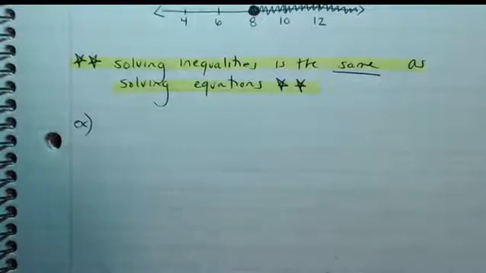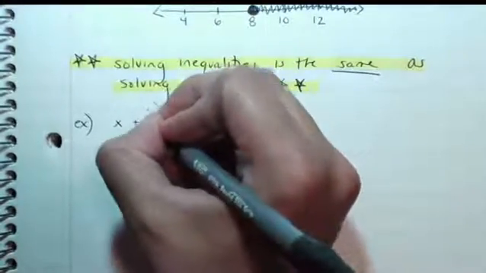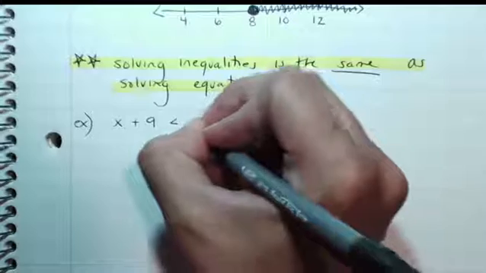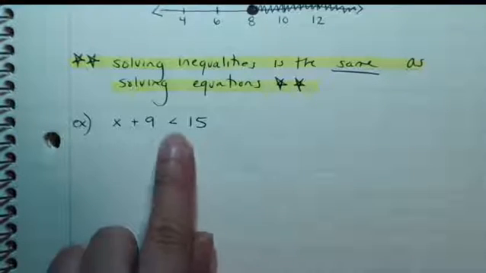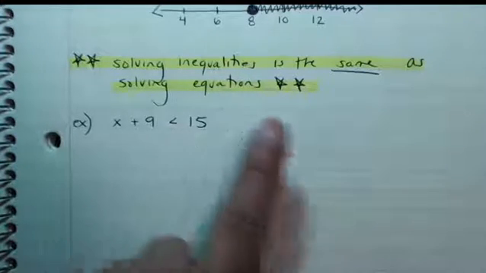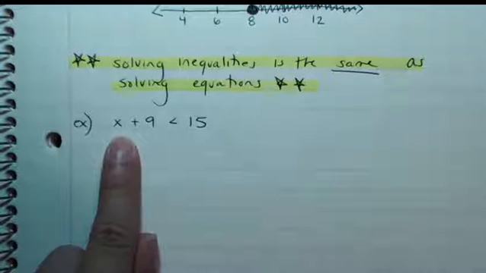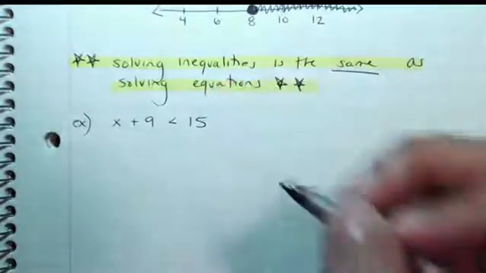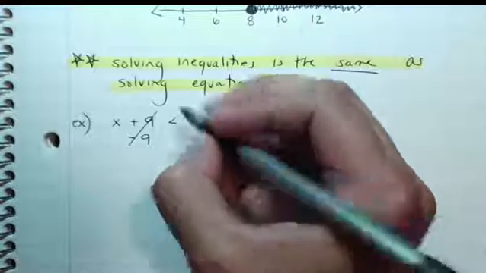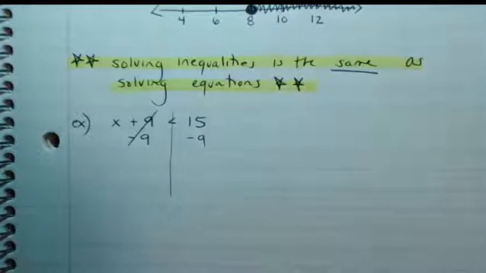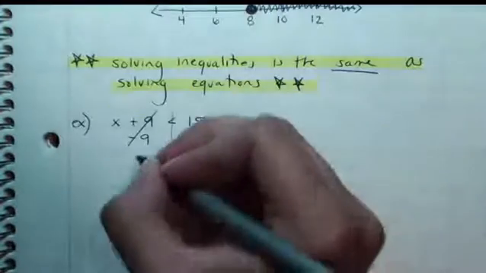One step inequalities. Let's do x plus 9 is less than 15. Now, again, it's an inequality because it's not an equal to sign, but we solve it the same exact way. So if I want to get x by itself or isolated, what I want to do is to get rid of that positive 9. So I'm going to subtract 9. And I'm going to subtract 9 on both sides. So I'm going to go ahead and draw my line down the middle. And I have x left over.